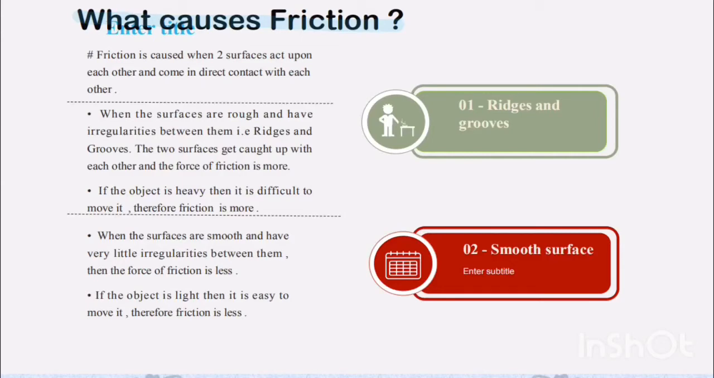When the surfaces are rough and have irregularities between them, that is, ridges and grooves, the two surfaces get caught up with each other and the force of friction is more. And on the other hand, when the surfaces are smooth and have very little irregularities between them, then the force of friction is less. If the object is heavy, then it is difficult to move it. Therefore, friction is more. And if the object is light, it is easy to move it. Therefore, friction is less in that case.